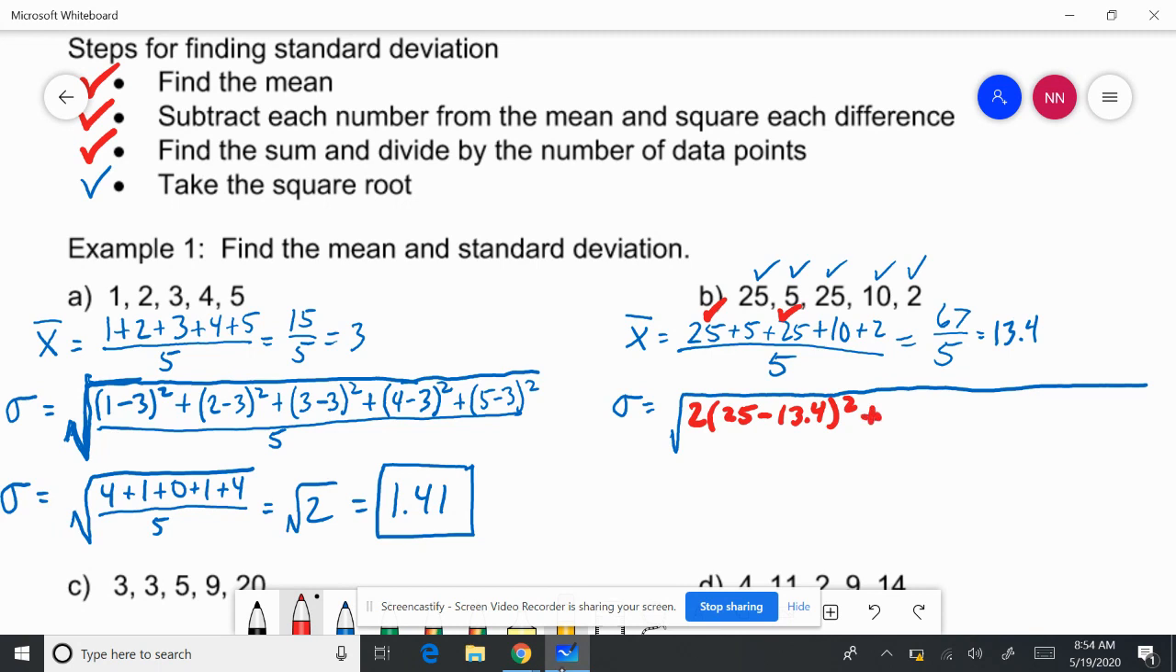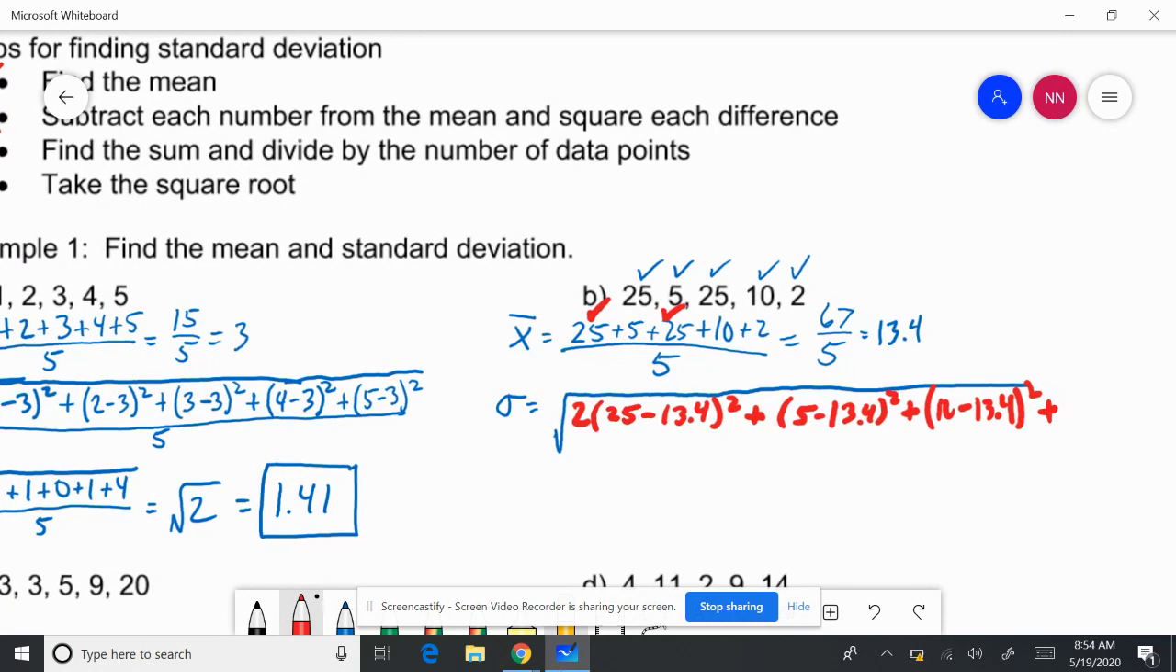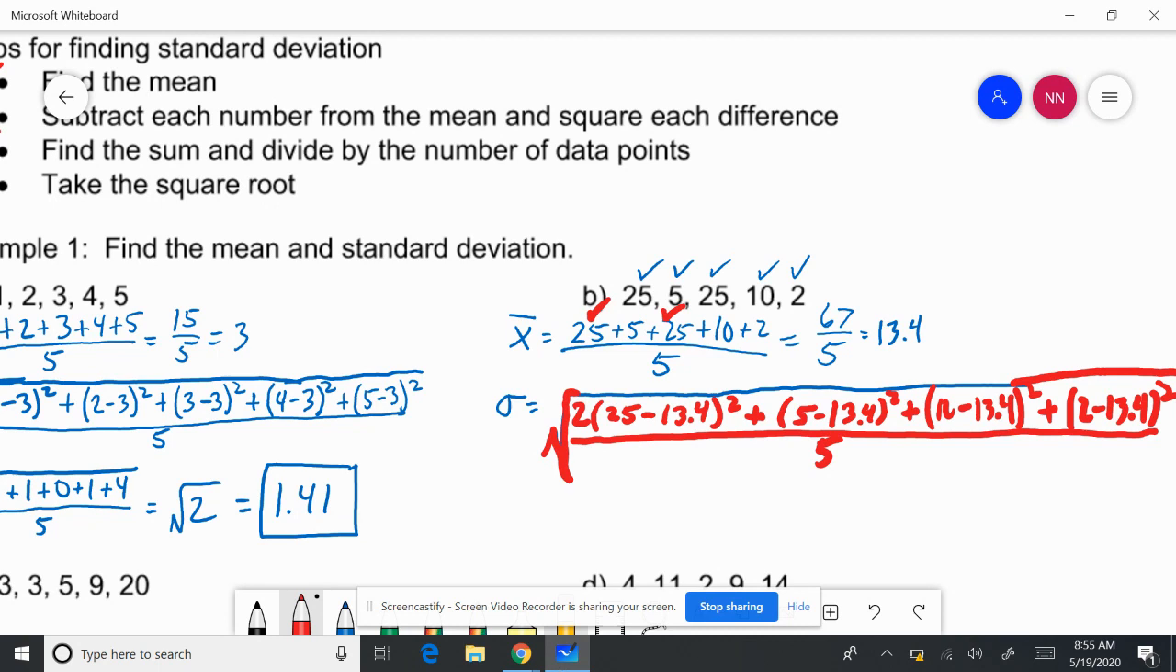Then I'm going to do my next one, which is 5 minus 13.4 squared. Then the next one, 10 minus 13.4 squared. And then the last one, 2 minus 13.4 squared. And I'm dividing the whole thing by 5. Once again, I want the square root to cover the denominator also, so I'm going to make it a little bit larger.